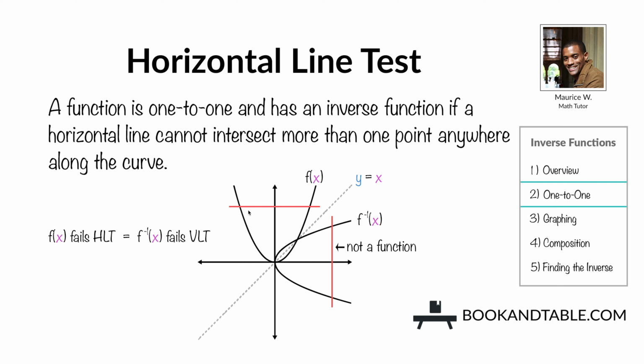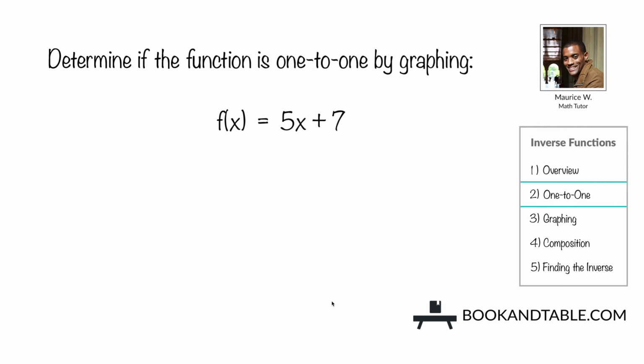So we use the horizontal line test on f of x to determine if f of x is one-to-one. If it is, then the inverse function does exist. And if f of x is not one-to-one, then the inverse function does not exist. So let's walk through an example together.